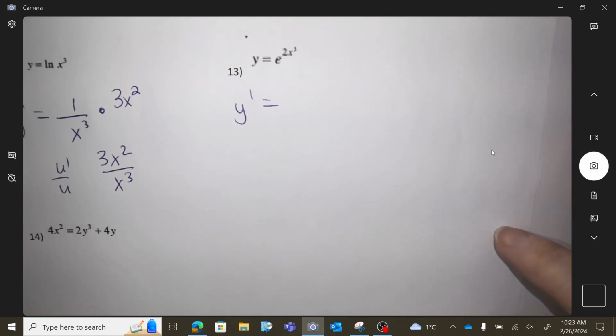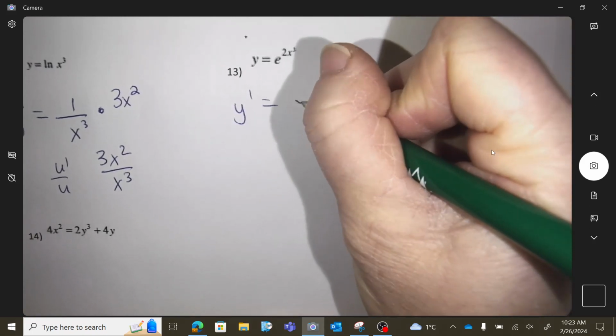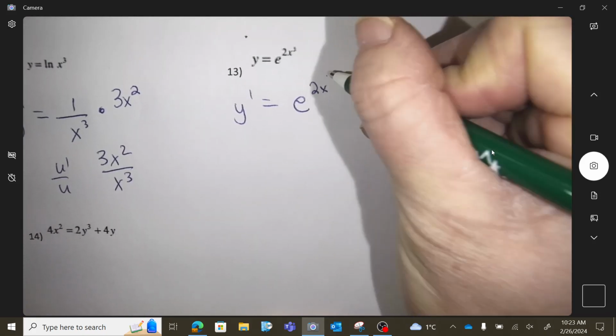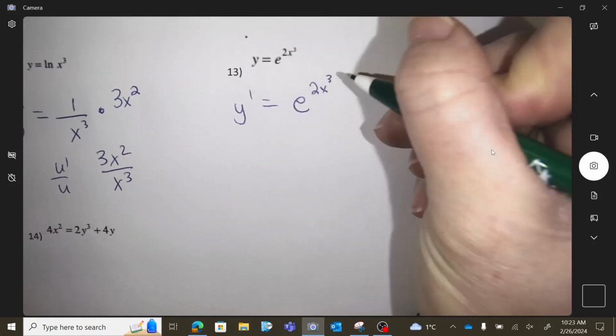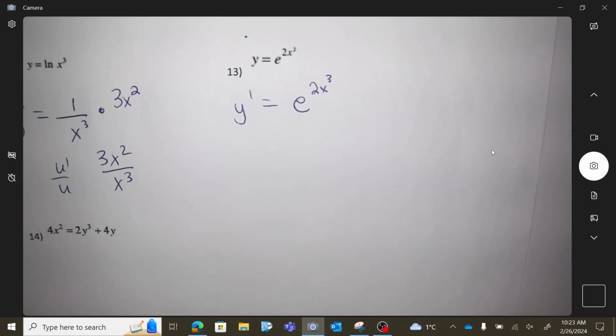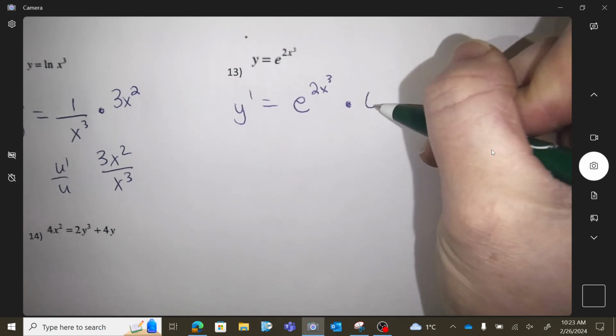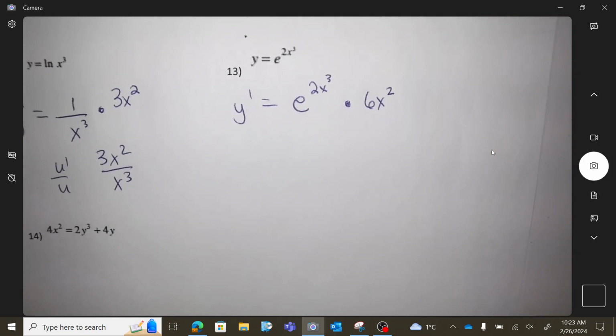Okay, what's the rule with e? Just rewrite it. Rewrite it, and then attach.